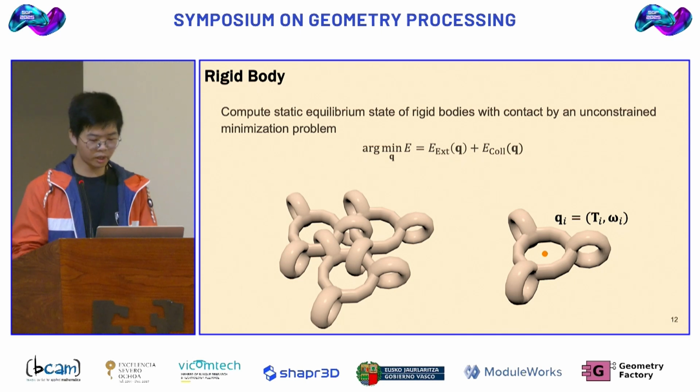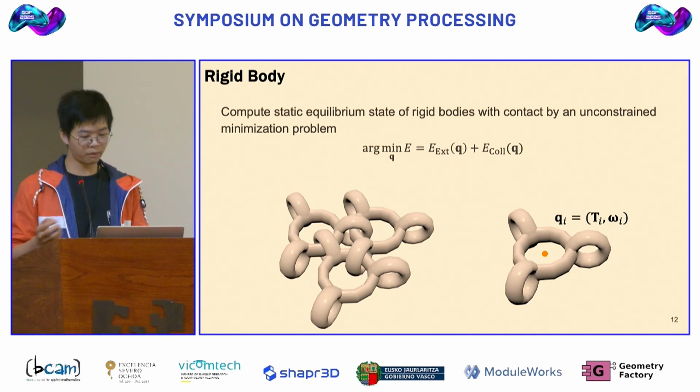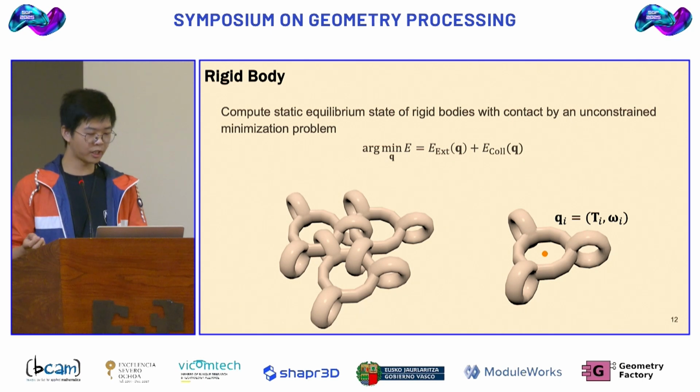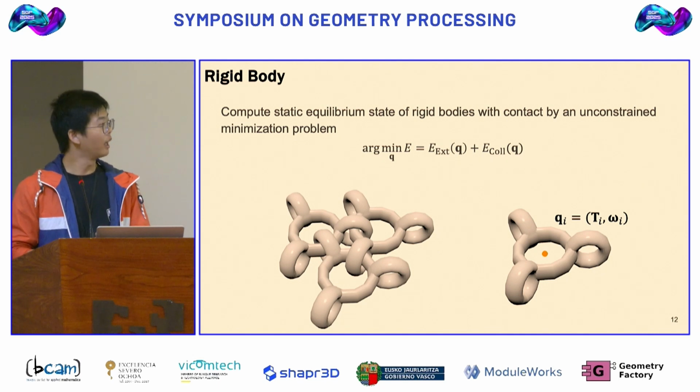For rigid body, we compute the static equilibrium by solving the following unconstrained minimization problem. And here we have the external force, which comes from the boundary condition that we apply to deform the metamaterials. And the other side is the contact or collision force that will balance the external force. And here we have the rigid body transformation Q, which contains two parts, translation and rotation.